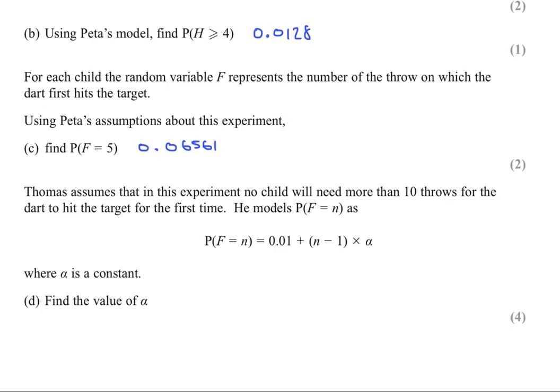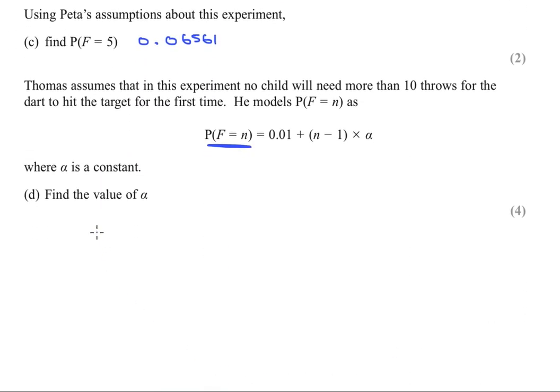Okay, part D then introduces Thomas, and it says Thomas assumes that in this experiment no child will need more than 10 throws to hit the dartboard. So he's making a probability distribution. If you ever see something like this with a formula or an equation, that's a probability distribution. Okay, so that's a table of values. So we're going to have a new table of values.